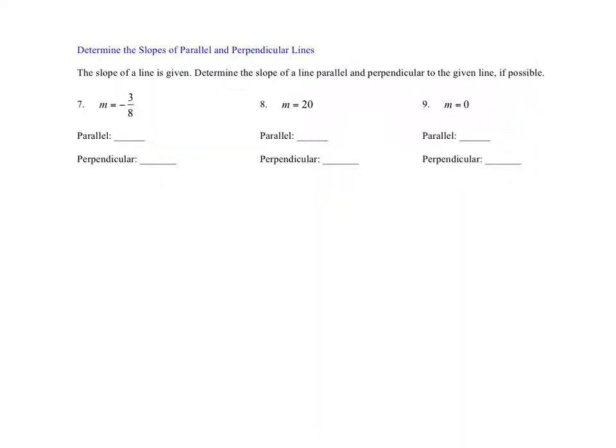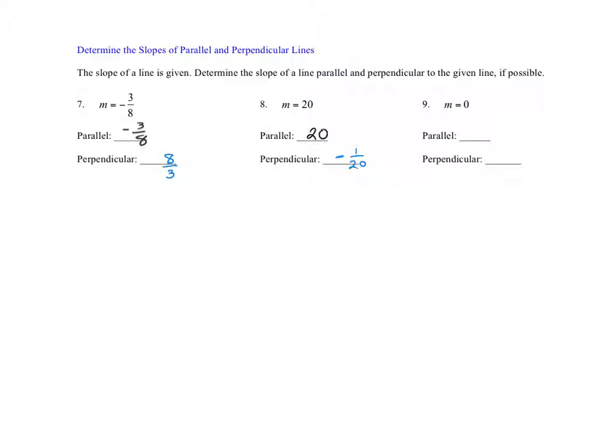Okay, the slope of a line is given, and we need to figure out the slope of a line parallel and a line perpendicular to the given line. In this case, our slope is given as -3/8. A parallel line has the exact same slope. Parallel lines have the same slope, and perpendicular lines have slopes that are reciprocal numbers with opposite signs.